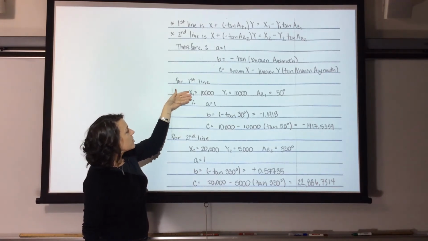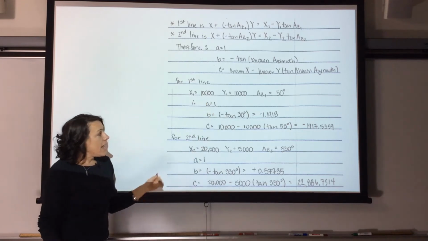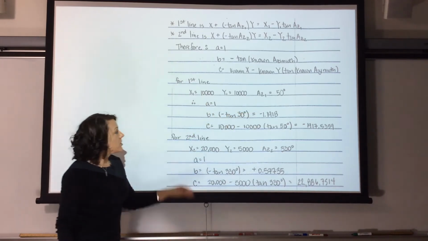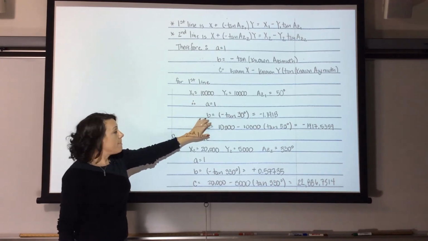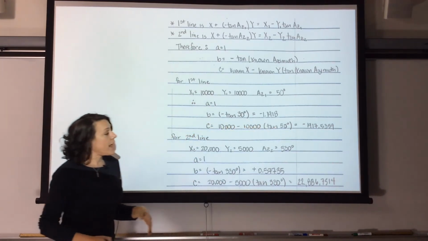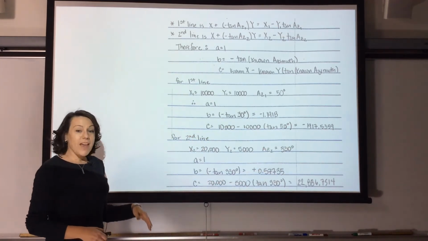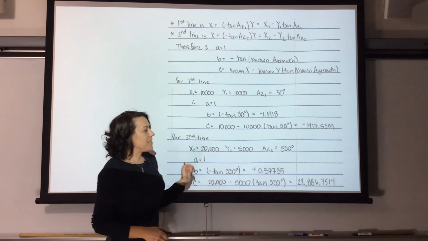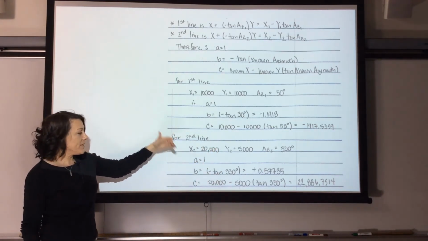So in this equation, x1, y1 are 10,000, 10,000, and the azimuth is 50 degrees. So you can plug them into these. So now A becomes a value of 1, B is a negative 1.1918, and C is a value of negative 1,917.5359, blah, blah, blah. For the second line, we still have the same thing.